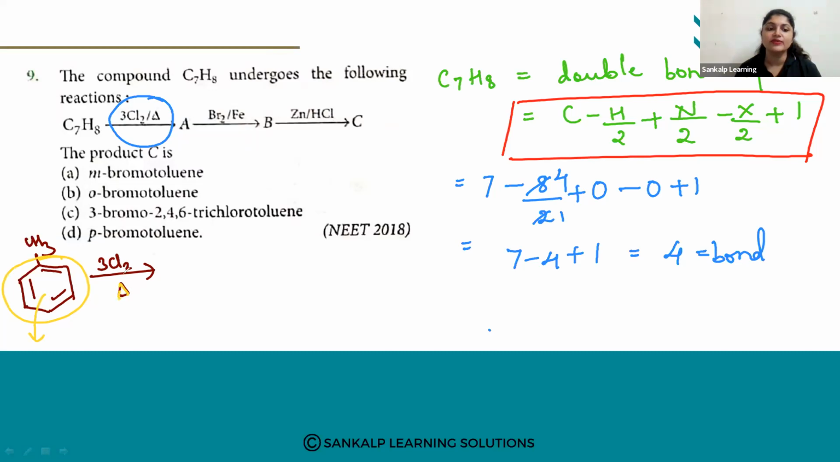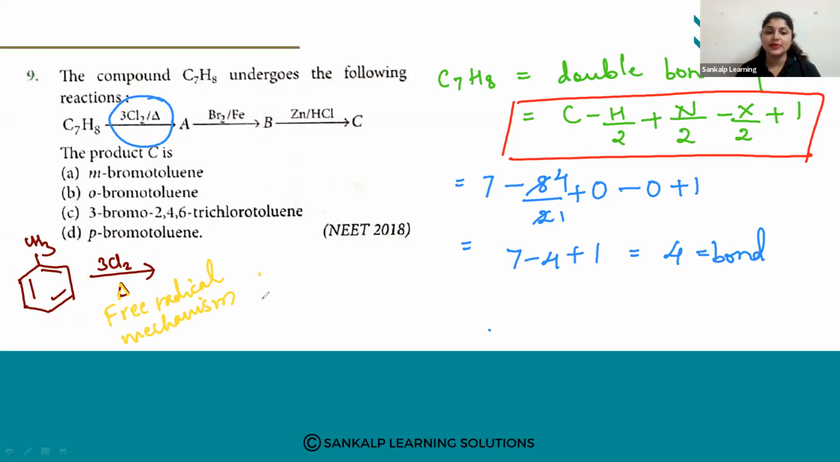Whenever you are heating in the presence of any halogen, it will undergo a free radical mechanism. So whenever you are heating, that is 3 molecules of Cl2. So where will the attack take place? It will not attack the benzene ring. It will attack the CH3.